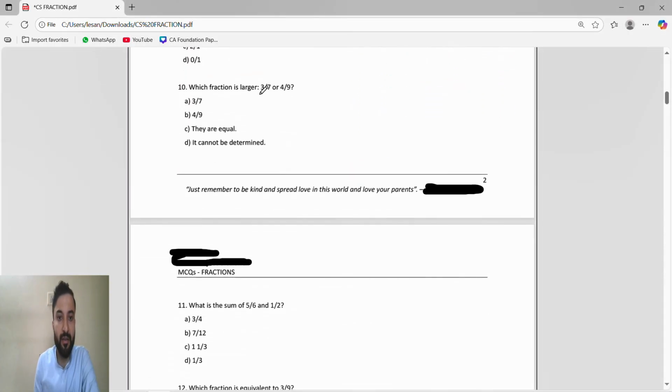Now which fraction is larger? Again, larger they asked. So 3 by 7 and 4 by 9. We can do in our mind. So like 3 will not go. So we have to put the point. Point means it will become 30. 7 4 the 28. 2 will be the remainder. With point it become 20. 7 2 the 14. So 0.42.